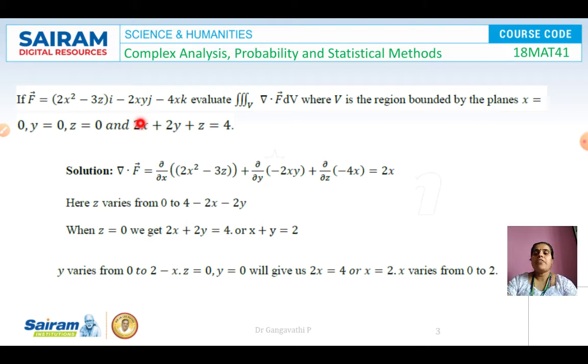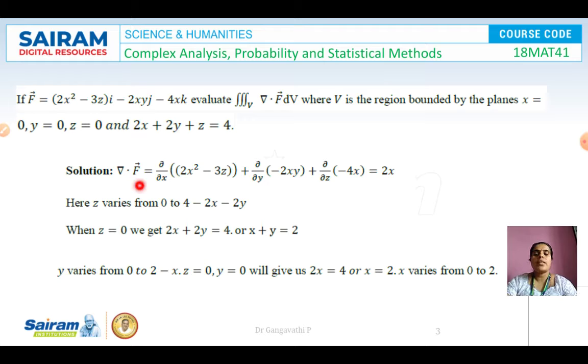First example: if vector f is equal to (2x² minus 3z)i minus 2xy j minus 4x k cap, evaluate the triple integral over V of del dot vector f dV, where V is the region bounded by the planes x equal to 0, y equal to 0, z equal to 0, and 2x plus 2y plus z equal to 4. So here let us do the solution. We are asked to find the triple integral of del dot f. So first let us find del dot f, then take the limits by the given region, and then integrate the three integrations.